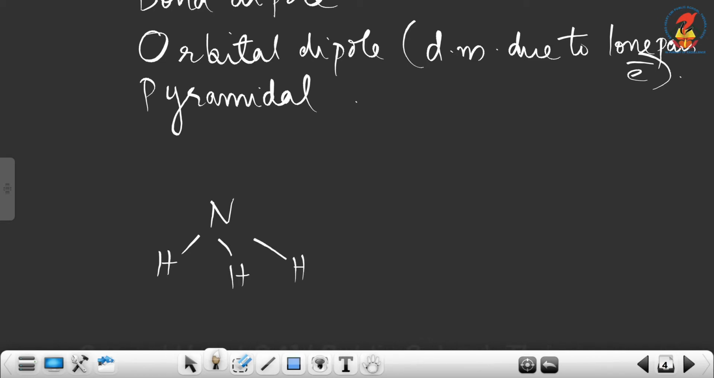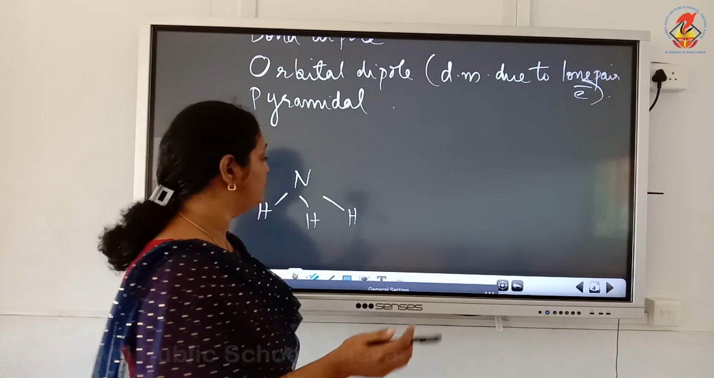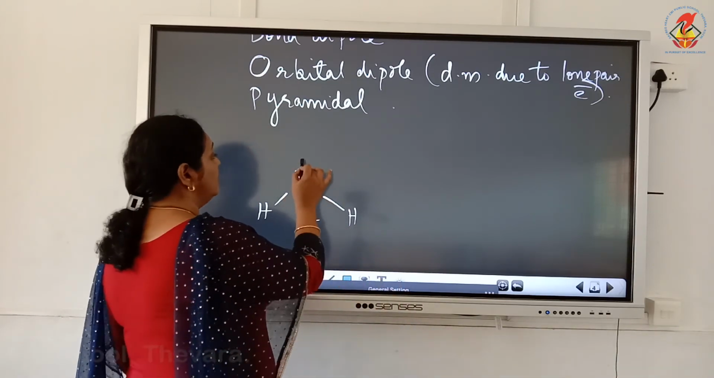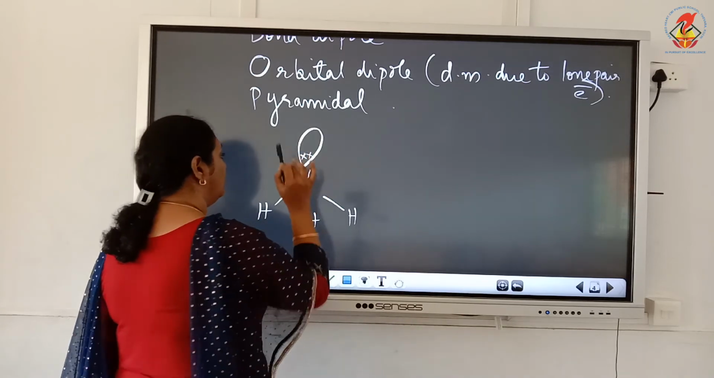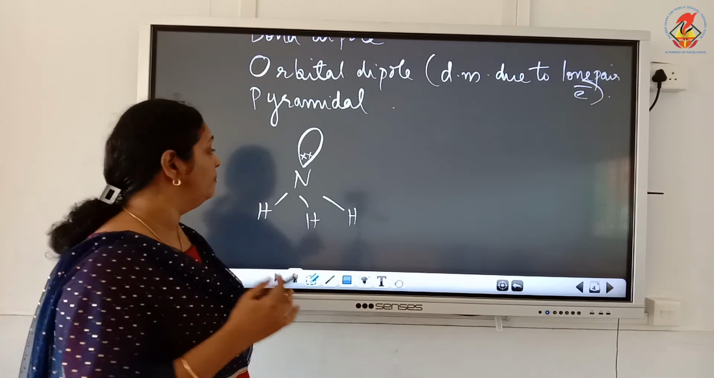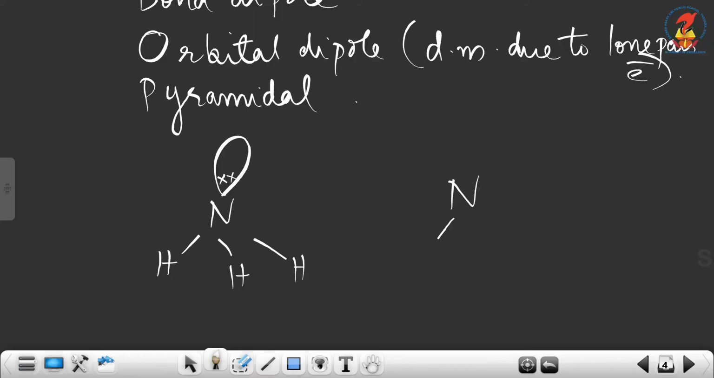H3. You know that nitrogen has 5 valence electrons, out of which 3 electrons are used to form 3 bonds with 3 hydrogen. Now there is a lone pair of electrons present on nitrogen, which is present in an orbital. You will learn about the concept. You have already learned the orbital, nitrogen. Okay. Now NF3 also has the same shape, pyramidal, again with a lone pair.